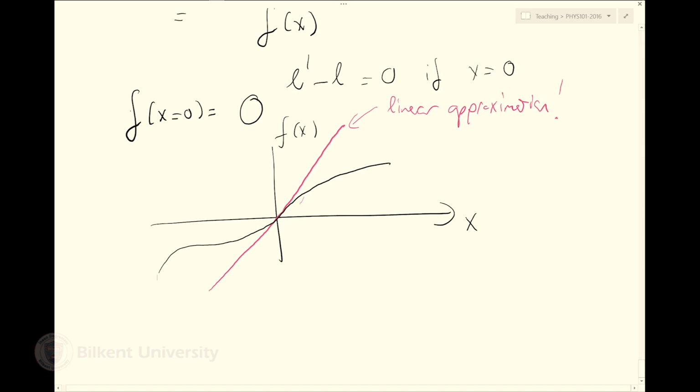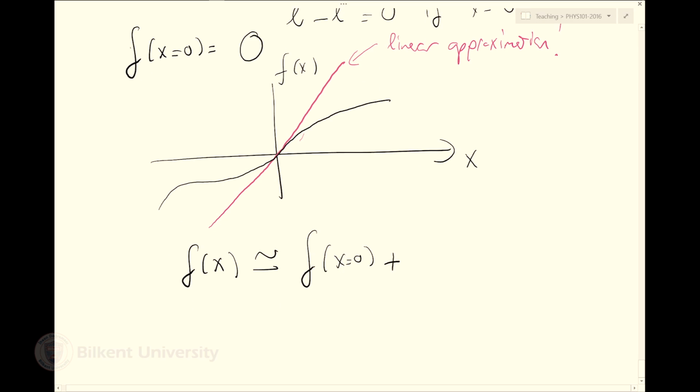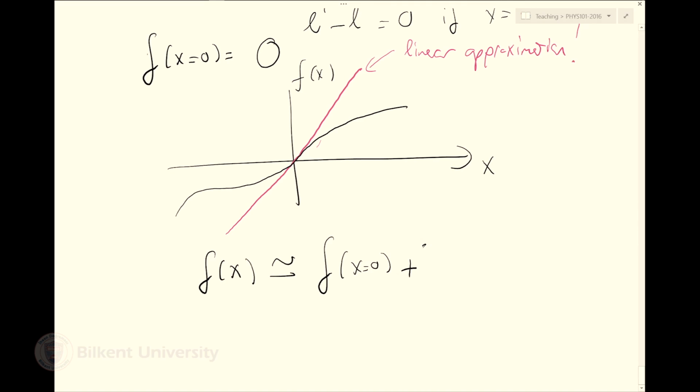All right? How do I make a linear approximation to any function? I should make sure that the slope of this line is equal to the slope of my function at 0. In other words, f of x should be the value of f of x at 0 plus what's the slope of f at 0? F prime. So it's basically df dx at x equals 0 times x. Plus there are higher order terms which I neglect.